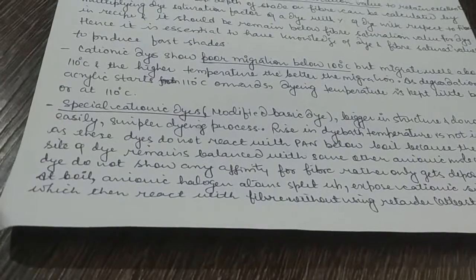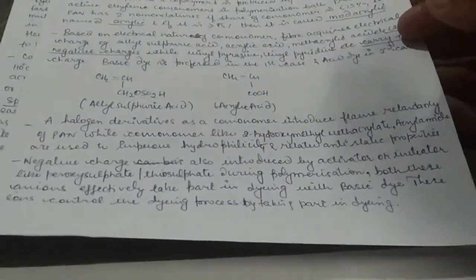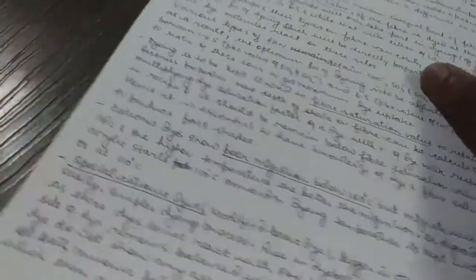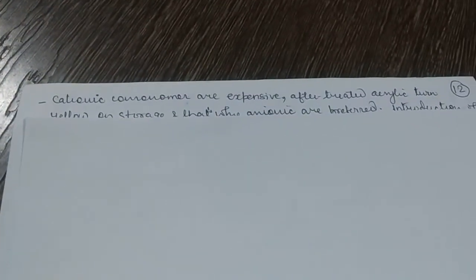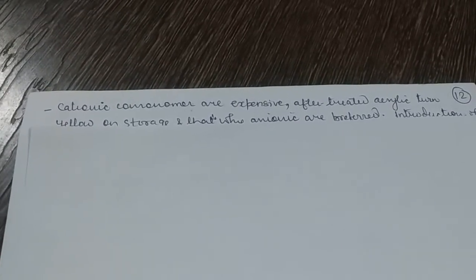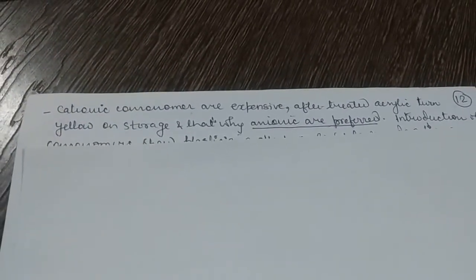There is another option to introduce negative charge on the fiber by an activator or initiator, like the introduction of SO3 or SO4 groups in the fiber structure. So the comonomer added in the fiber may be a cationic comonomer or an anionic comonomer. Cationic comonomers are expensive, and after treatment the acrylic turns yellow on storage, and that's why anionic comonomers are preferred.